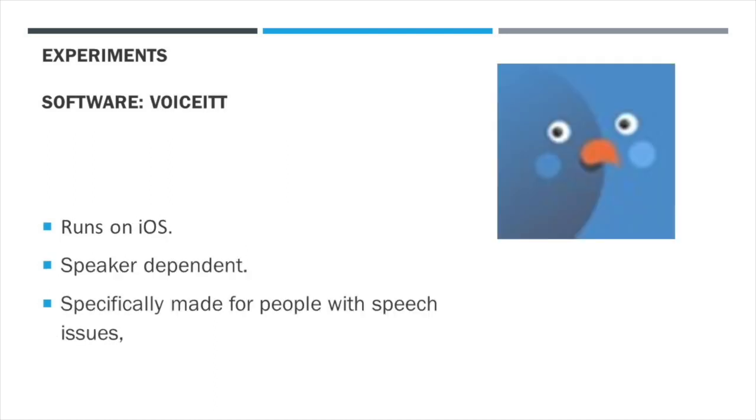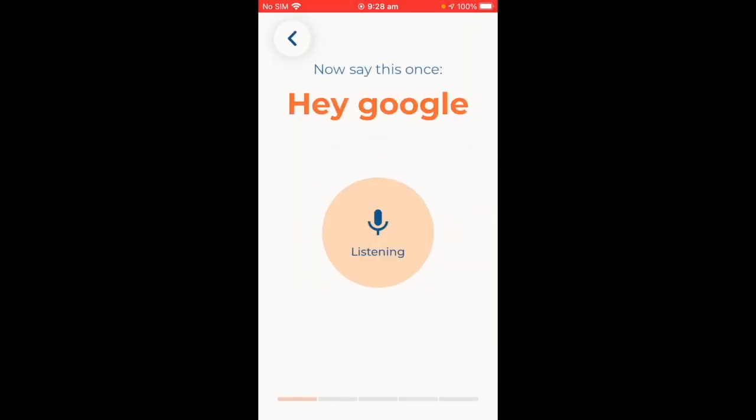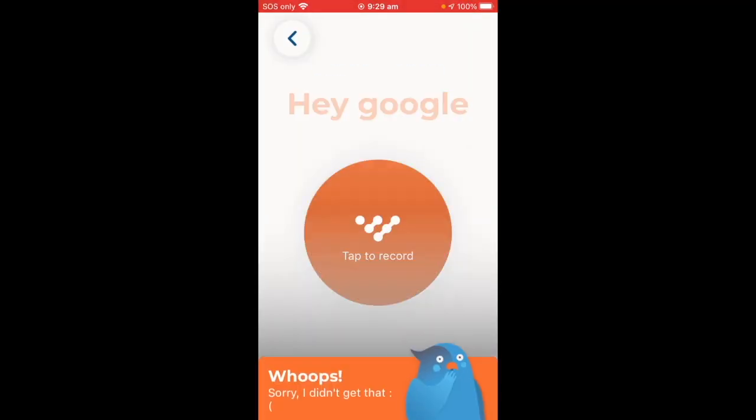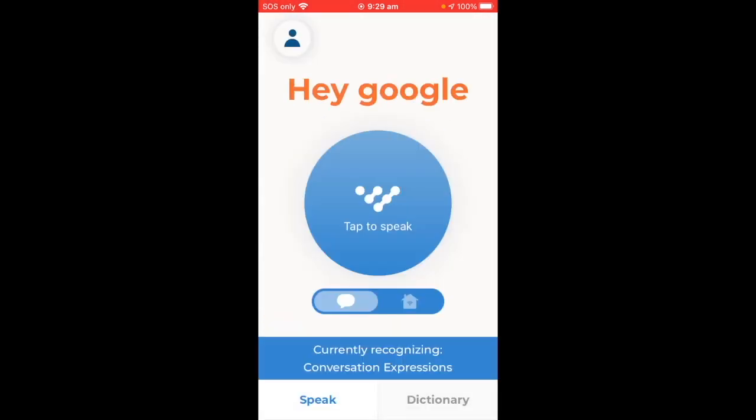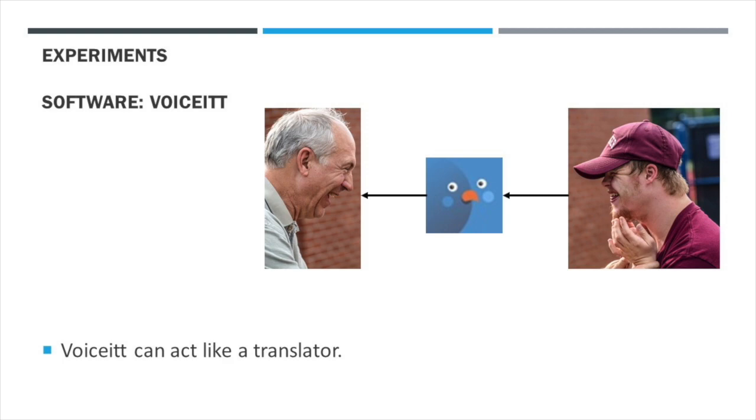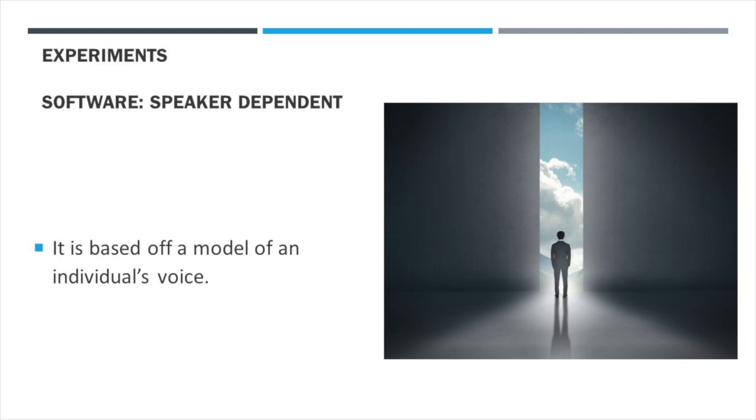The other piece of software that was chosen was VoiceIt. It runs as an iOS app. It is speaker dependent and is specifically made for people with speech issues. VoiceIt can act like a translator between the person who has dysarthric speech and the people they are trying to communicate with. VoiceIt is speaker dependent, which means its model is based off the individual's voice.